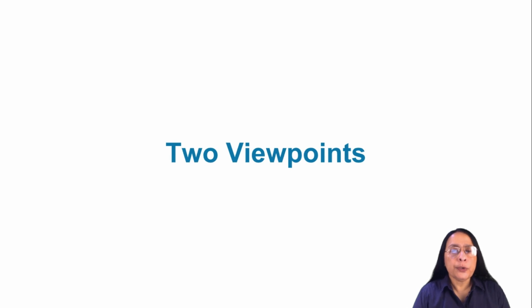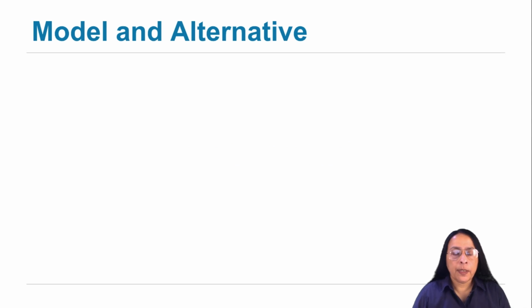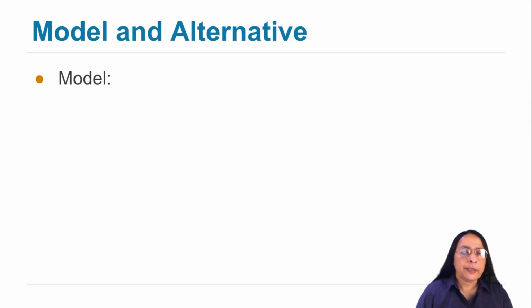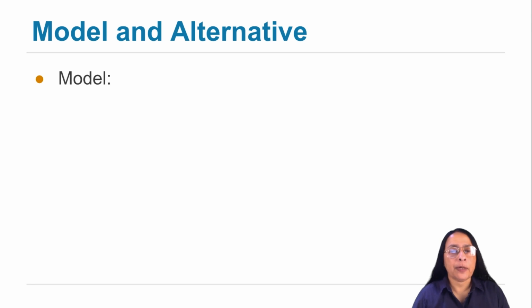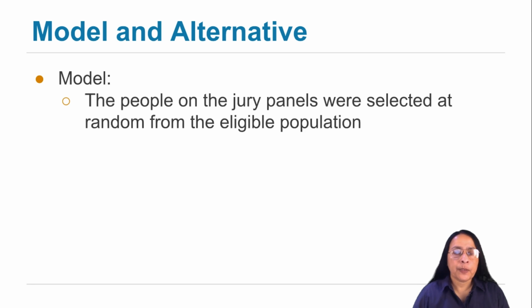There are now two viewpoints. One of them is a chance model. It is a model that clearly specifies randomness. It says the people on the jury panels were selected at random from the eligible population.